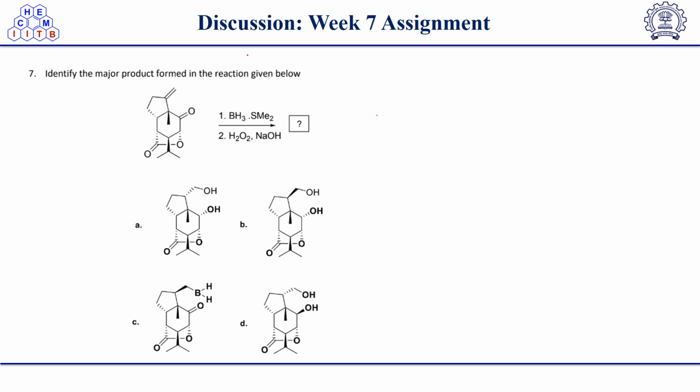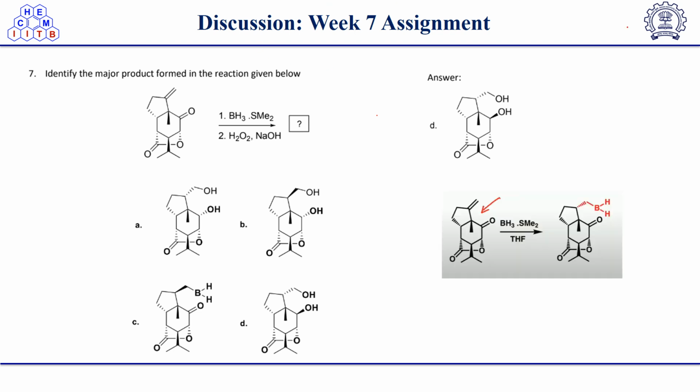So here, the major product obtained in this reaction is option D. What is happening in this reaction is, first step, hydroboration will take place. That is, this particular double bond will react with this BH3·SMe2, and to this position hydrogen will be attacked, and to this position boron will be attacked, and we will get this intermediate.